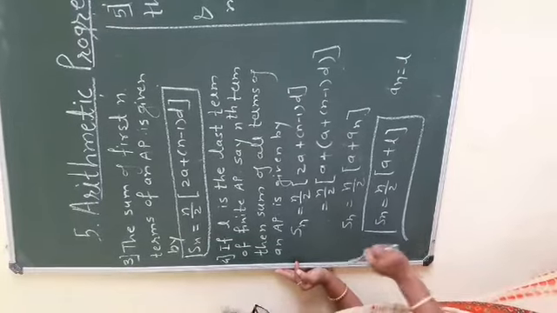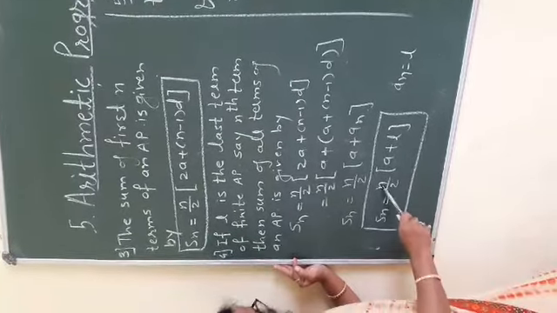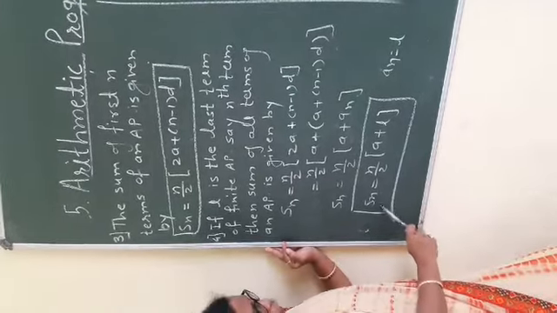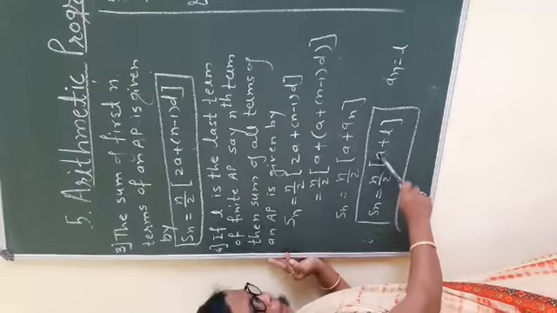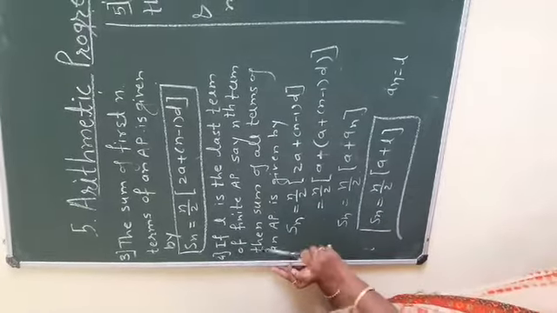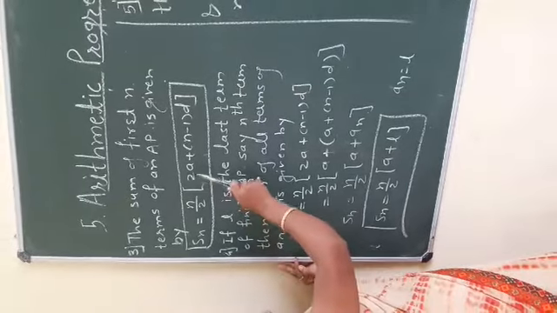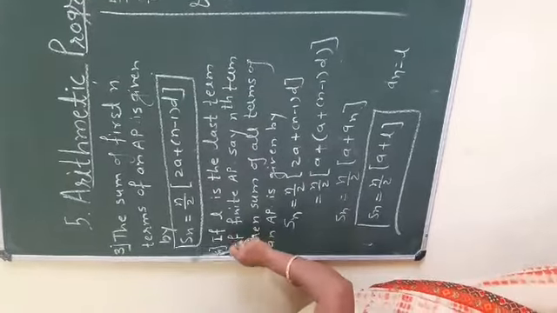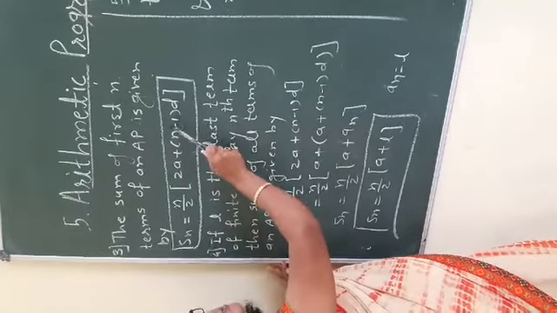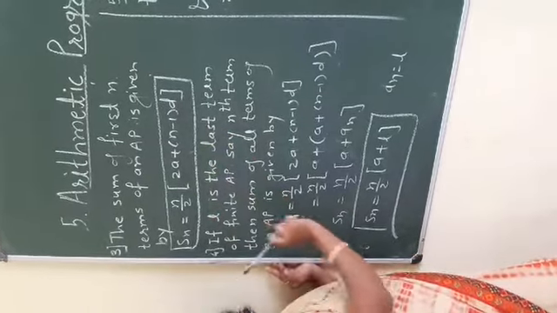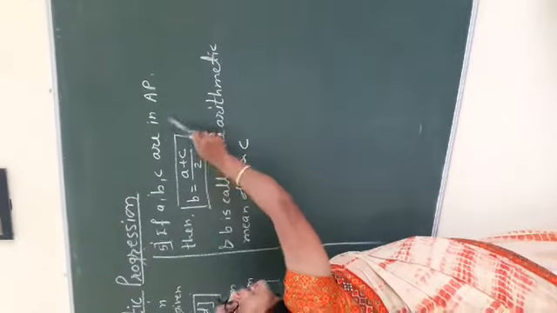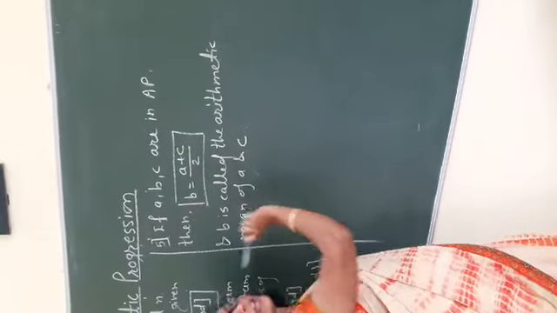So for Sn we got two formulae. When we know the number of terms, the first term and the last term, we use the formula Sn is equal to n by 2 into (a plus l). And if we know the number of terms, the first term and the common difference, then we use the formula Sn is equal to n by 2 into (2a plus (n minus 1) d).